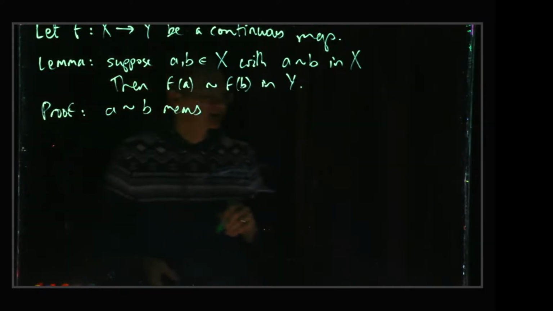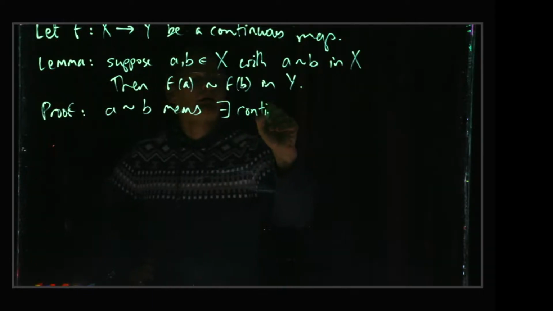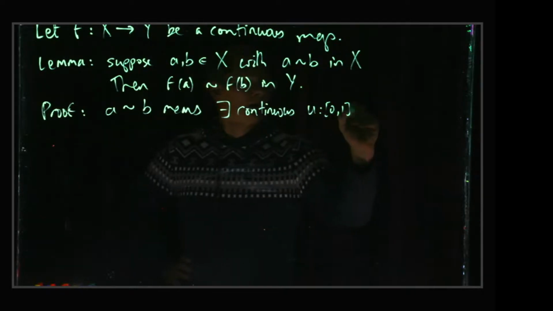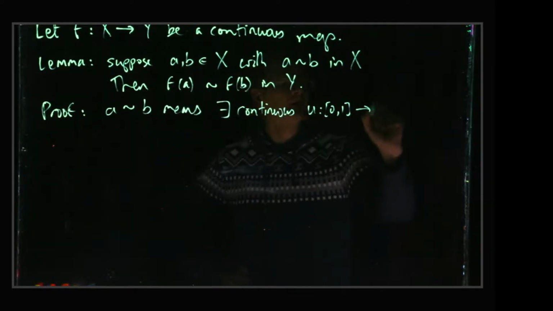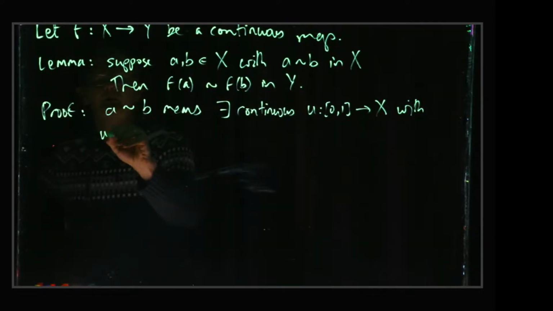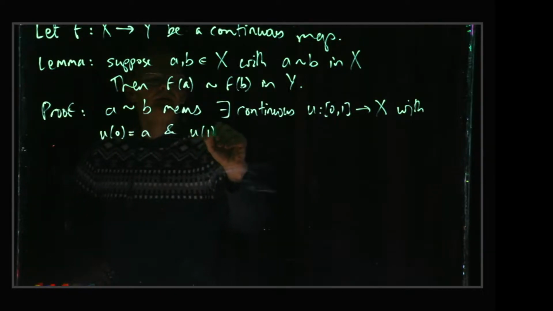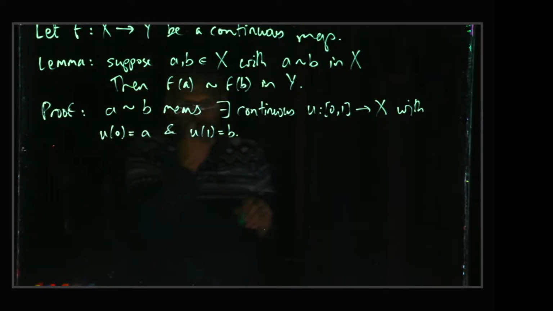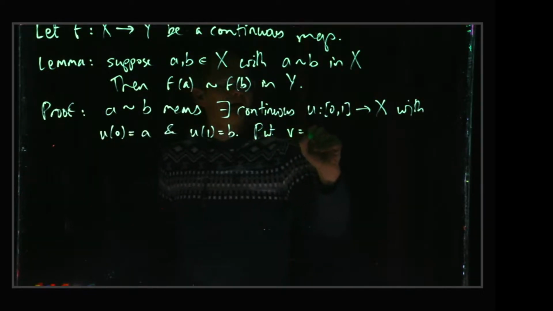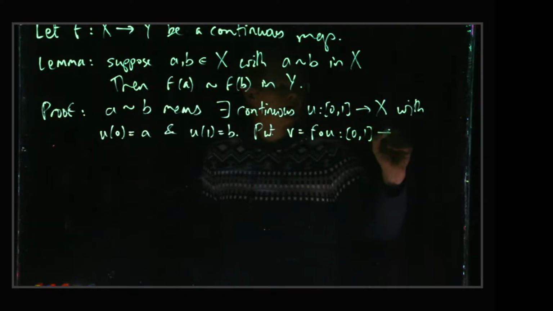So what does it mean to say that A twiddle B? That means that there exists a continuous U from the interval [0,1] to X with U of 0 is A and U of 1 is B. And let's put V is f composed with U. So that's a continuous map from [0,1] to Y.